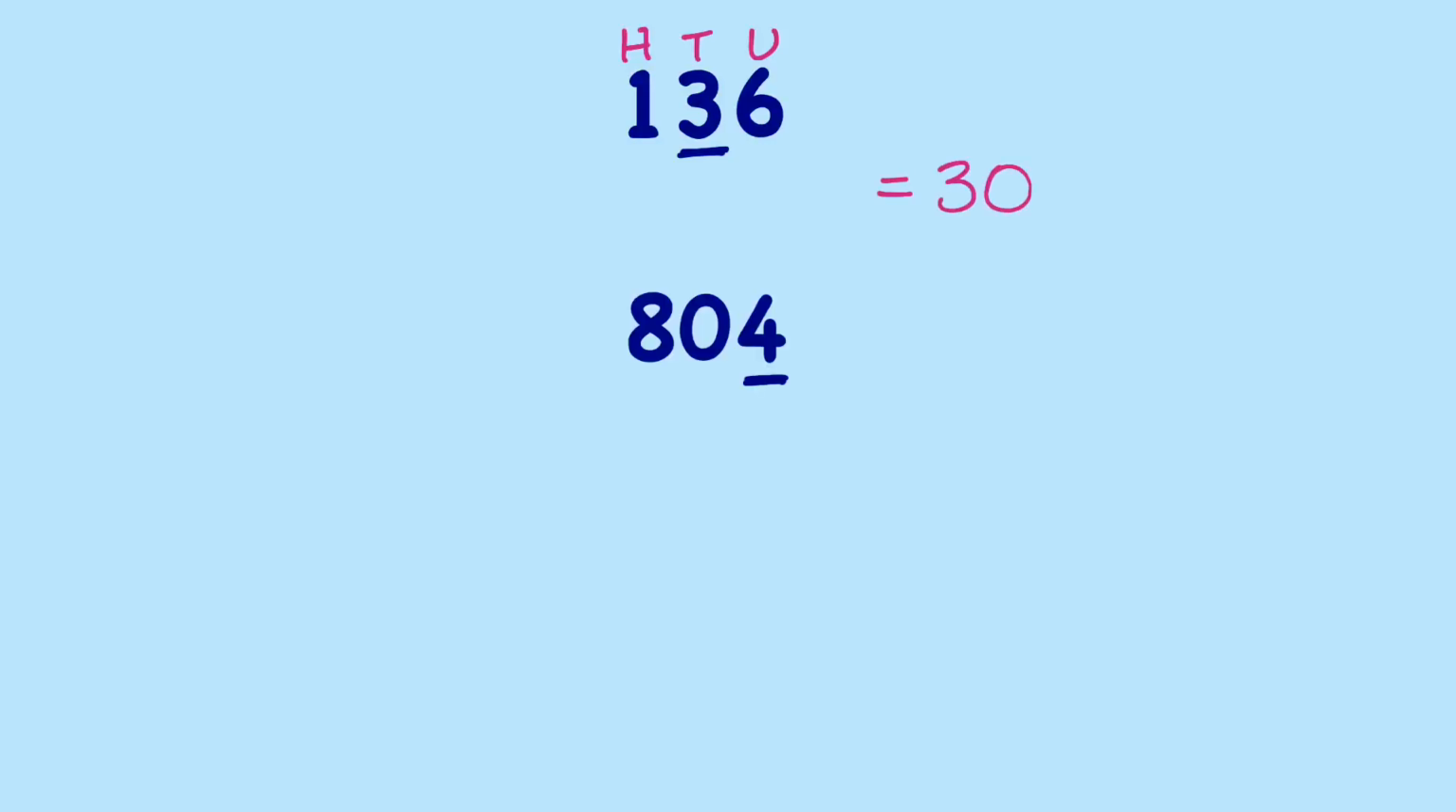Let's look at another question. So here we have the number 804, and the digit 4 has been underlined. So I'm going to write in my place value headings, my hundreds, tens and units, and then I can see that the 4 is a unit, and that means that the 4 is just worth 4.